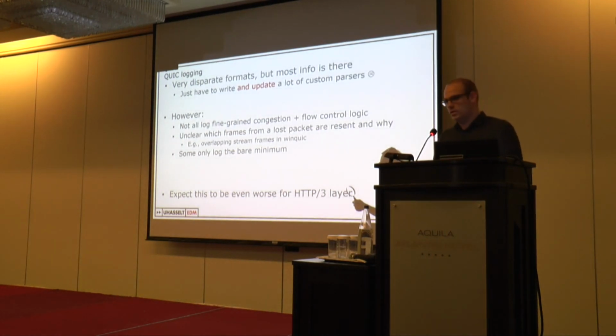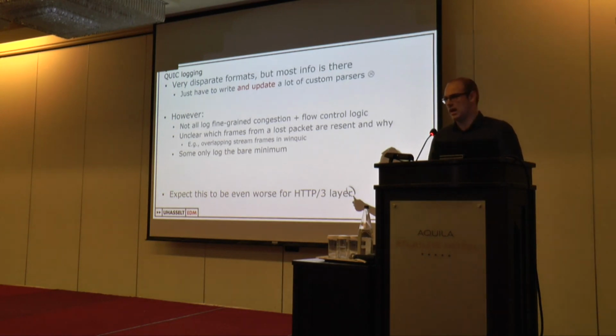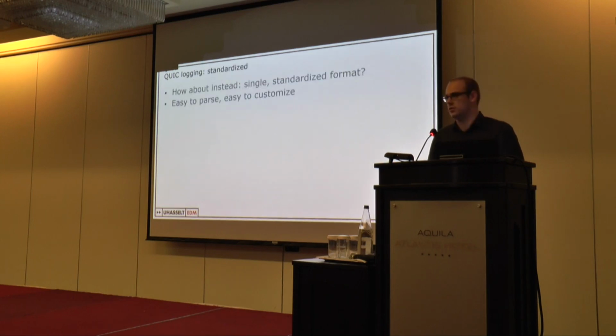So while these logs do have most of the information in them, we did find some things lacking, especially at the flow control and congestion control level, and also at the retransmit level. For example, there was one case where QUIC was actually retransmitting data, but in overlapping segments, which was not that easy to deal with. I expect this to be worse for the HTTP/3 layer, as you do get things like the prioritization stuff coming in on this. So then we started thinking, how about we make it easy on ourselves and make everybody use a standardized format?